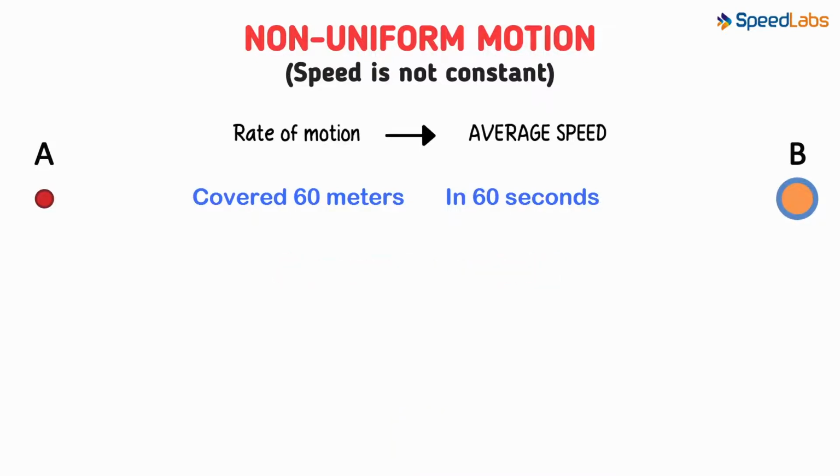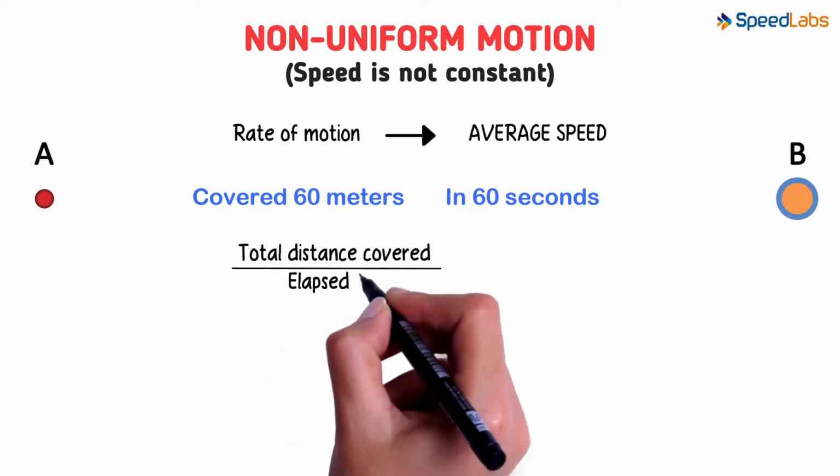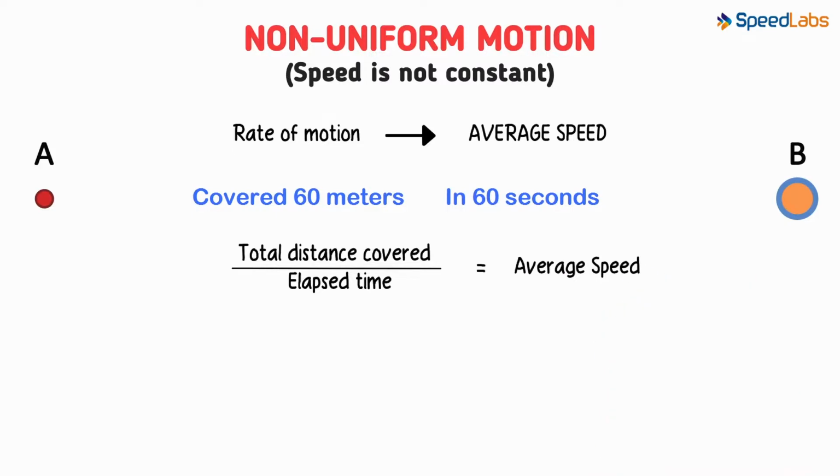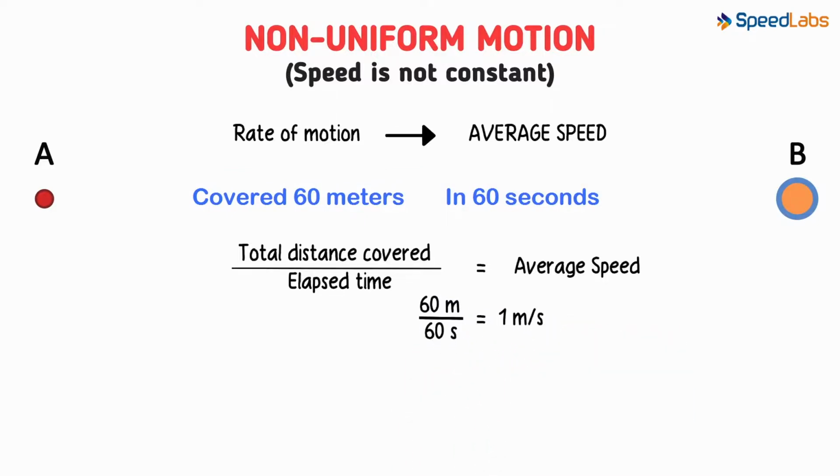You'd have probably guessed. We look at the total distance covered and divide it by the time taken to arrive upon the speed. So this boy has covered 60 meters in 60 seconds. So 60 divided by 60 equals 1 meter per second. That's his average speed over this distance. It is as simple as that.